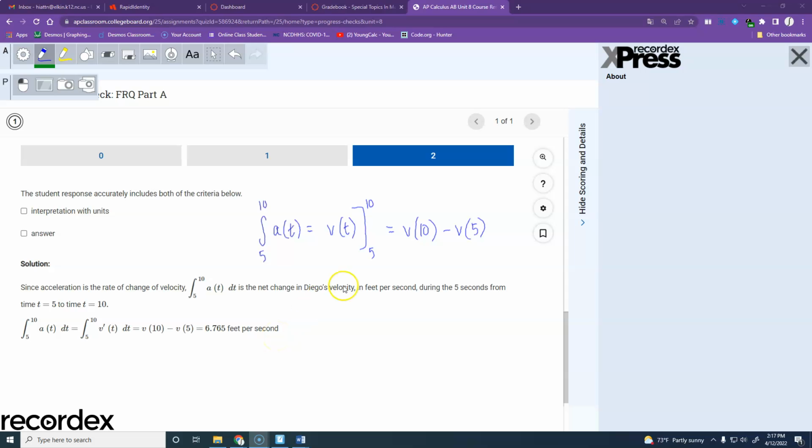Pause it and see what part's there. You get a point for your interpretation with the units, and then a point for the answer. So units are feet per second because it's velocity. If they don't have units, if they said something about velocity, if they got the answer 6.765, then that is 1 point. Even if they don't have units or the correct explanation, if they don't have units, they can't get that second point.